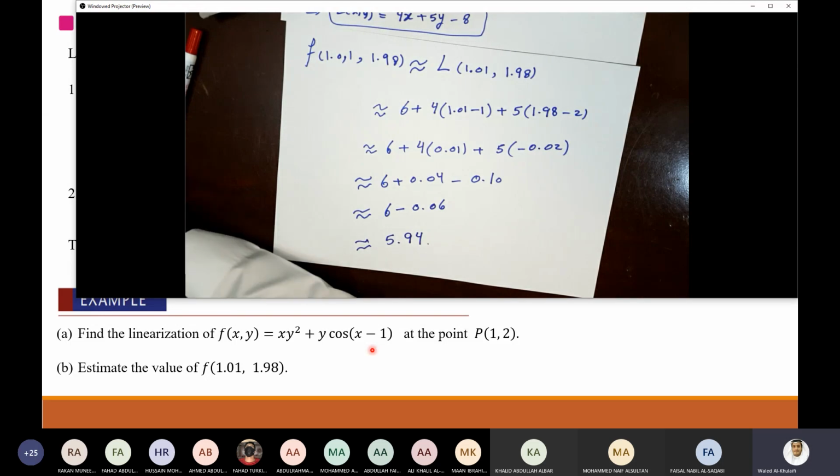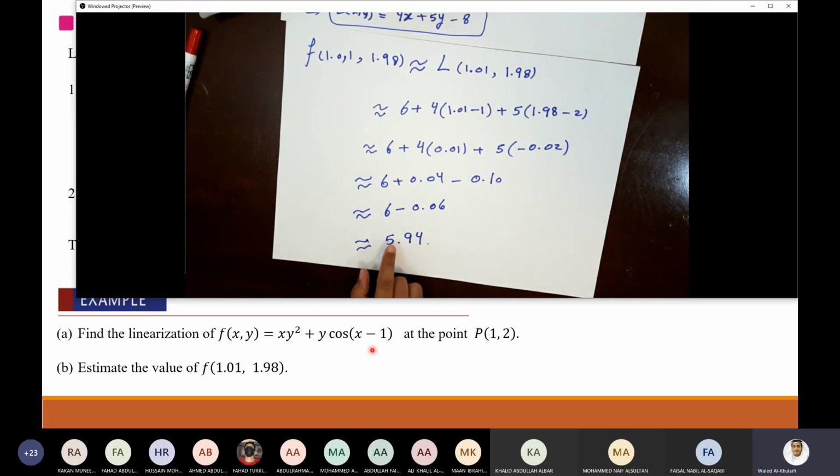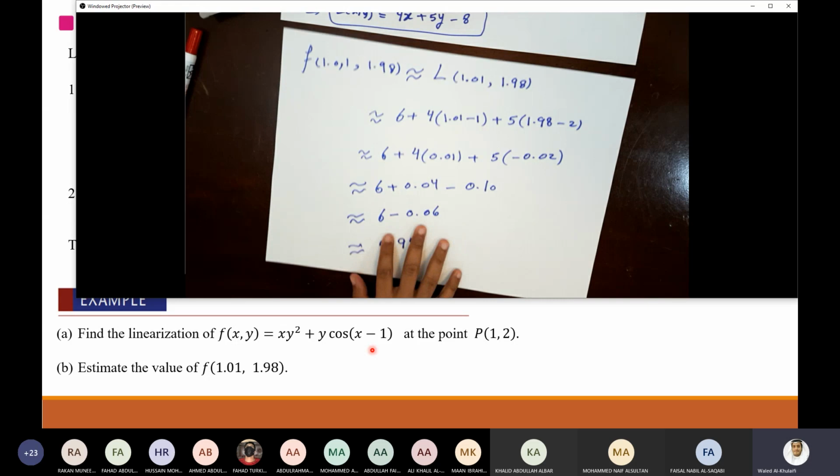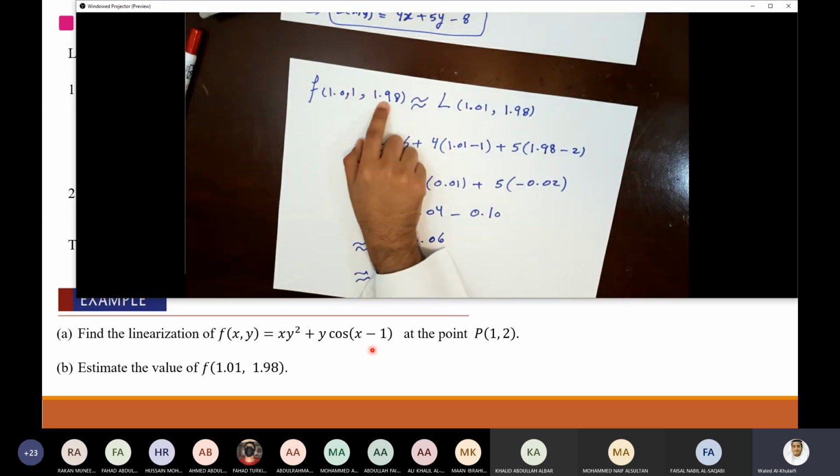Any question here? Yes, Muhammad? If he says find the exact value or estimate the value. The point is that we cannot substitute in the exact value. So let's assume we cannot find the exact value, Muhammad. What we did, we estimated. If you want to find the exact value, substitute these numbers in the function.